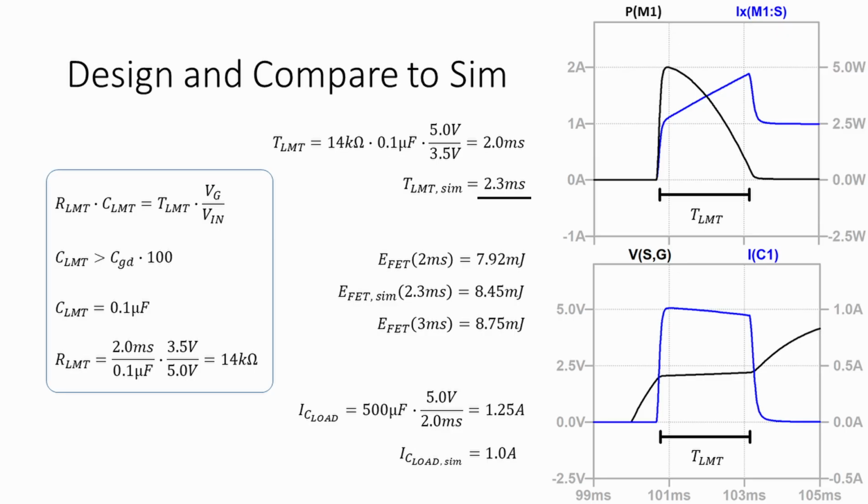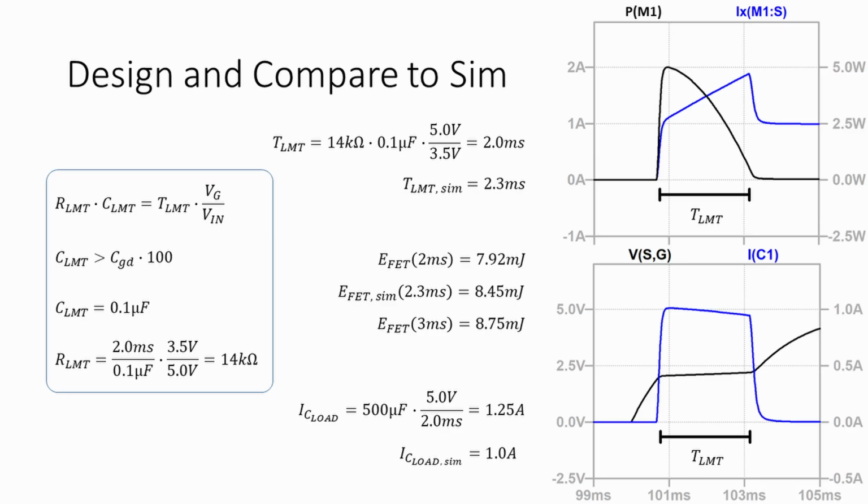T limit in the sim ended up being 0.3 milliseconds higher than calculated, 2.3 versus 2 milliseconds. The energy of the MOSFET is right between the numbers calculated for 2 milliseconds and 3 milliseconds, so that seems okay. The C load current is a little bit lower, but that makes sense since the time limit is higher, so the energy is more spread out.